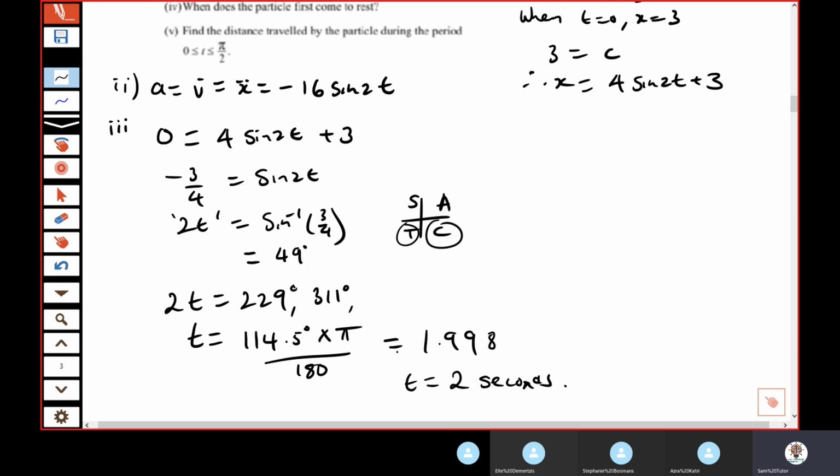Double check all the working out. I think 114.5 times pi as pi. Why? Because you can't use 180 degrees. Why is pi not 180 degrees? You're finding what? Why are you finding radians? It's time. Is time in degrees? Time is like 3, you can say 3.14. You can say time is 2 seconds.